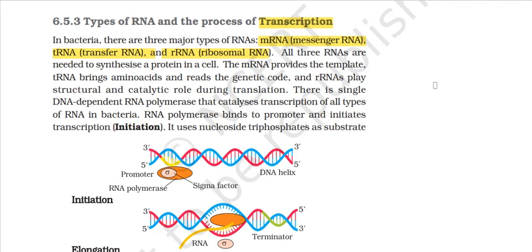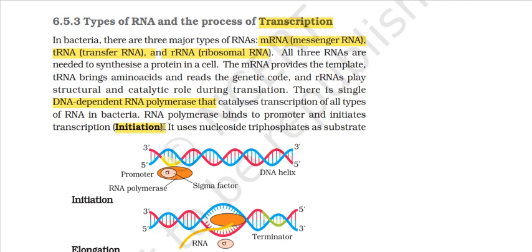There is a single DNA dependent RNA polymerase that catalyzes transcription of all types of RNA in bacteria. RNA polymerase binds to promoter and initiates transcription. We call that initiation. RNA polymerase is our enzyme, which binds to the promoter, and we know the promoter will be in the transcription unit of the DNA.